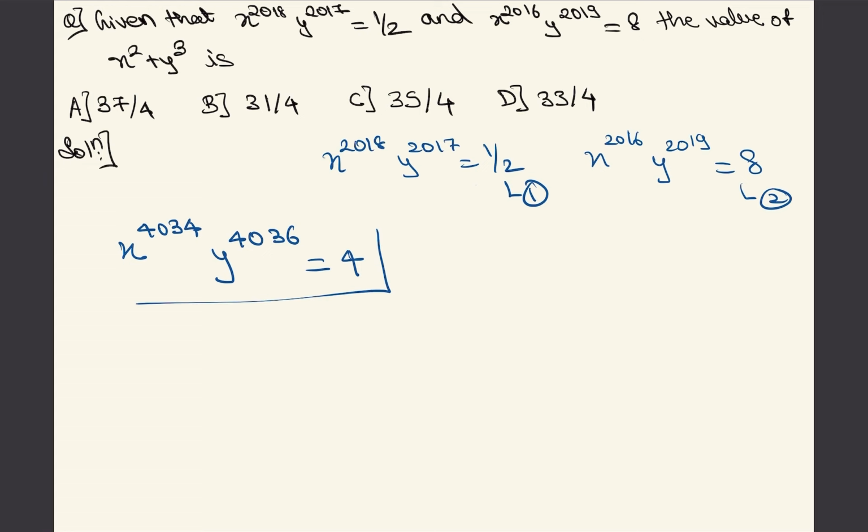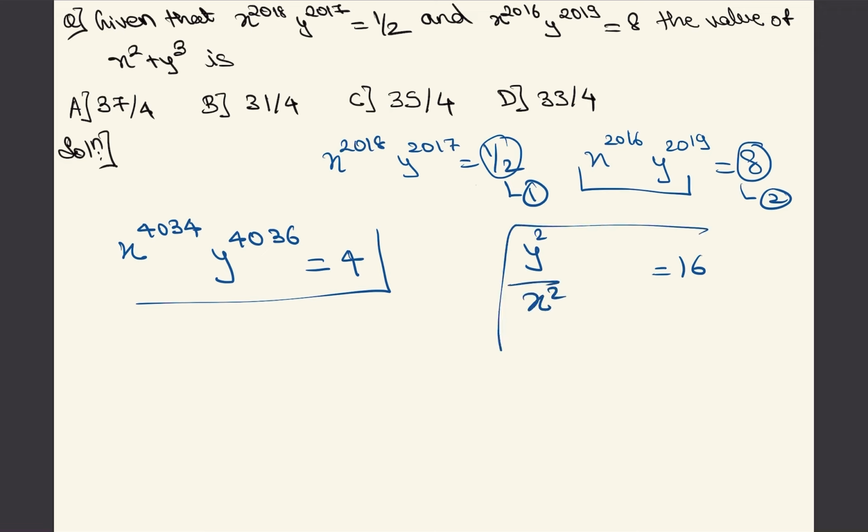Let's divide them again. Let's take the bigger value and divide it by the smaller value. So 8 by 1 by 2 becomes 16. This becomes y raised to the power 2019 minus 2017, which gives me y square. And x to the power 2016 minus 2018, because we divided both equations, so the powers subtract, and this becomes minus 2. Instead of writing it that way, I'll write it like this.